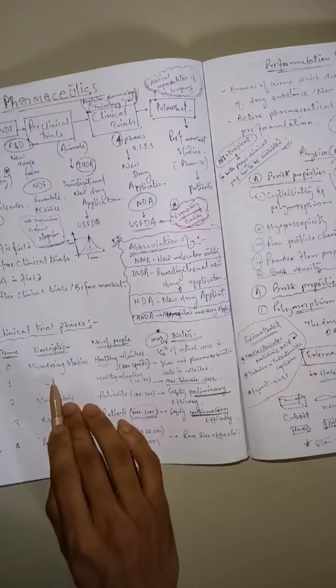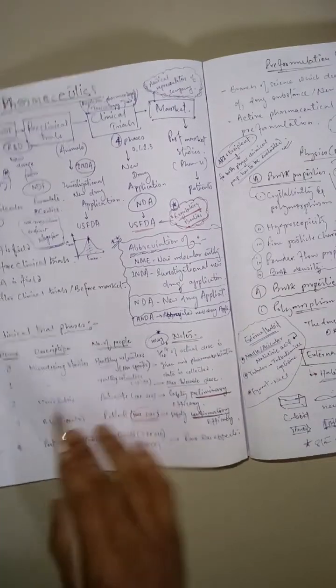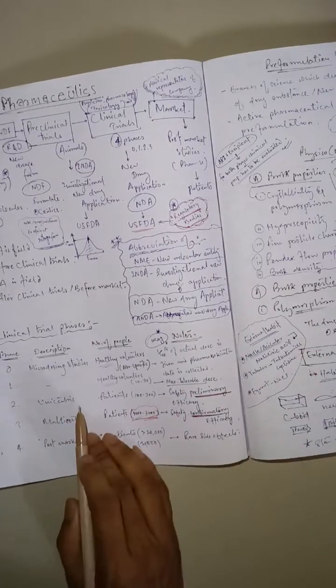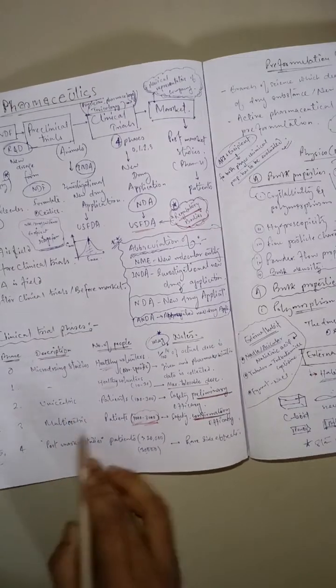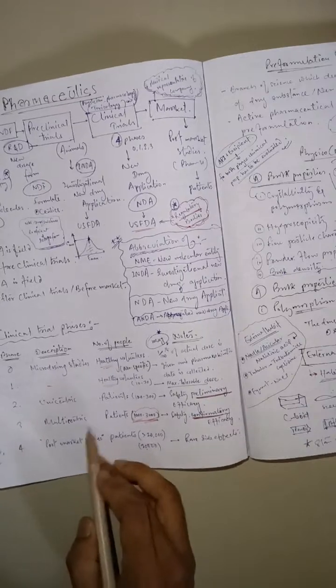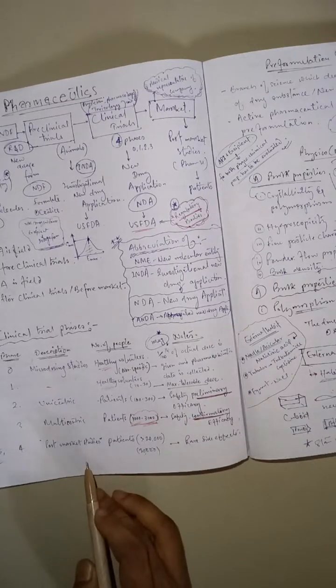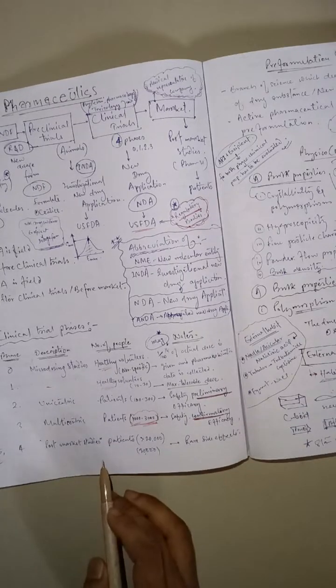Again, microdosing will be done at a research center. Then unicentric will be done at one place only. Multicentric will be done at multiple centers, more than one center. Post-market studies will be done after the marketing of the drug. Okay.